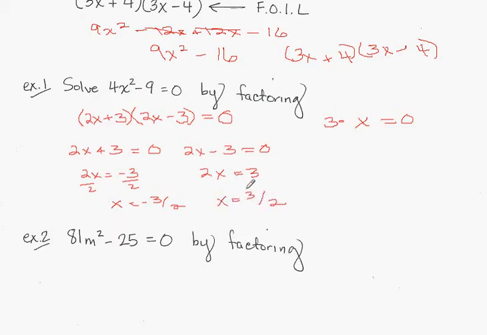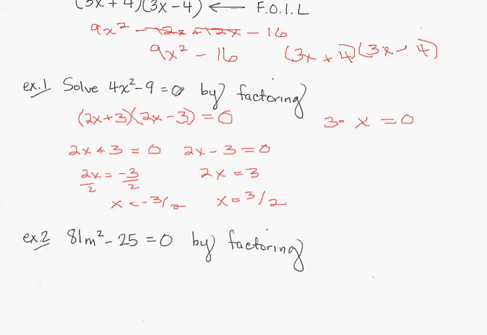These are the two x values that when you put them back in, if I put it back up here and squared it, multiplied it by 4, then subtracted 9, I would get 0. These are called the roots or solutions to the quadratic equation.